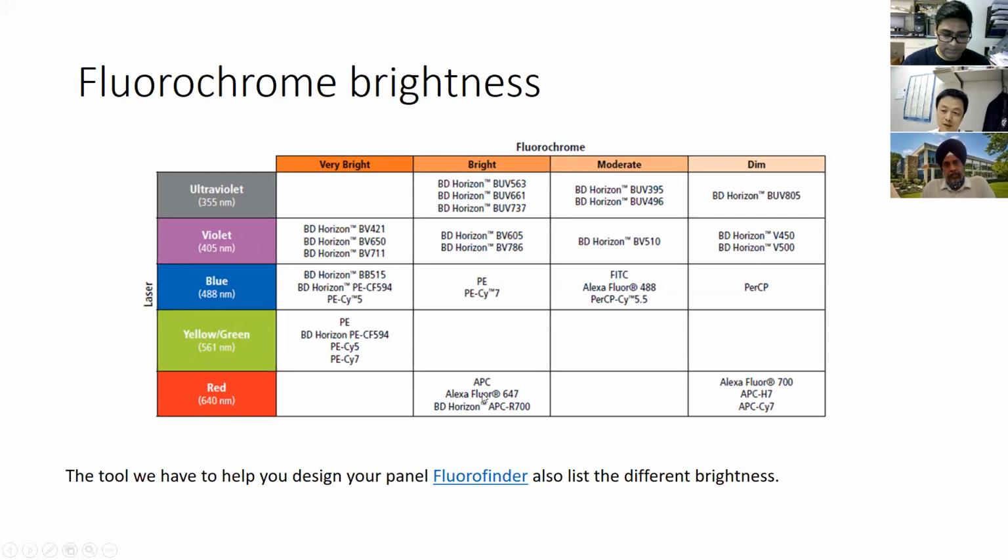And we have a website called Flow Finder. I will talk about that later on. I designed it. It's a very helpful tool, which is also listed on our core home page. So whenever you go there, you pick your machine. We have a link to that machine and it lists all these parameters, all these dyes, to help you design a panel. I will do a demo after this presentation.